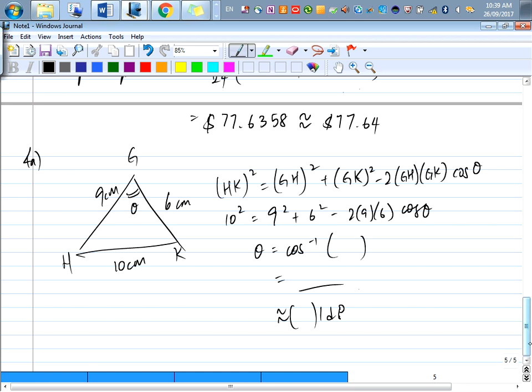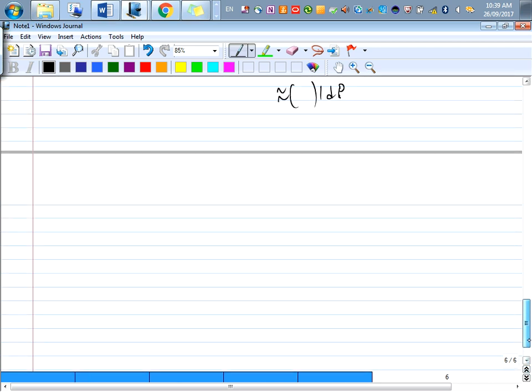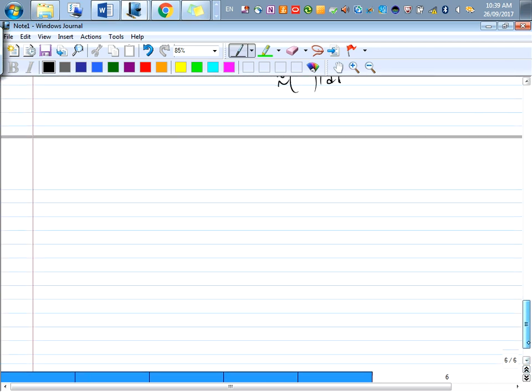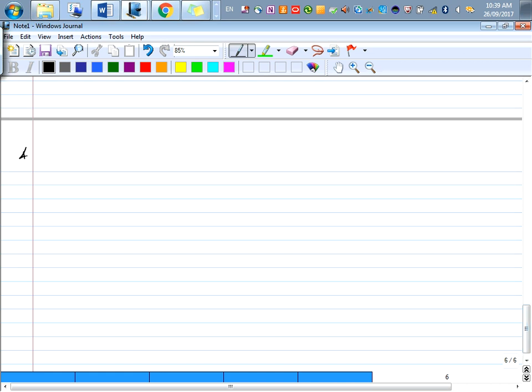Now let's move on to the second page for question 4D. The obtuse angle ADC.